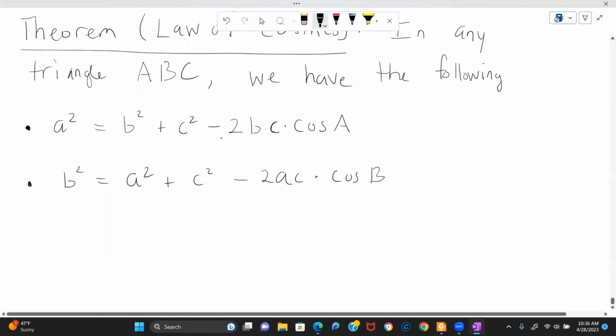These might look complicated at first, but you'll be able to see a pattern emerge, so it'll be easy to memorize them. I'll try to explain it in a bit. The last one says that c squared is equal to a squared plus b squared minus 2ab cosine of c. I want to point out, this is actually a generalization of the Pythagorean theorem.